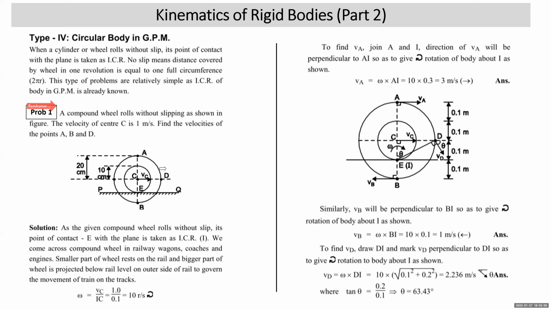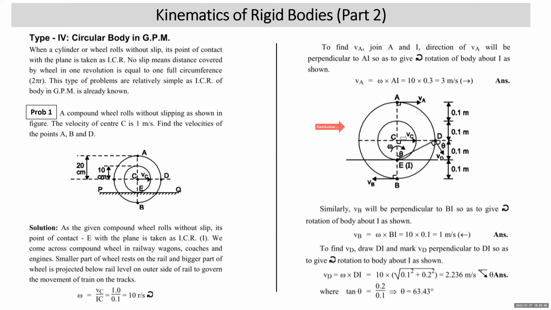Right now we need to understand that it's a compound wheel, a wheel having two sizes, a smaller part and a bigger part. The smaller part is resting on the rail, so point E will act as ICR. It is given that it is rolling without slip, so the point of contact of the wheel with the plane is E, that is the ICR. So we draw the line diagram to a bigger scale.